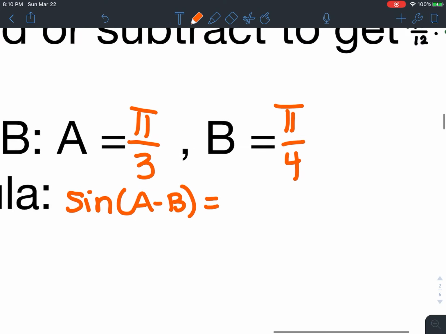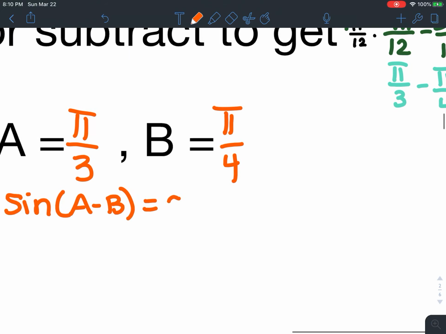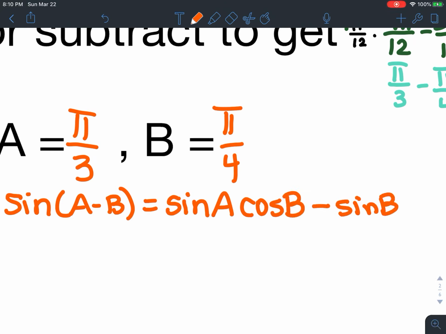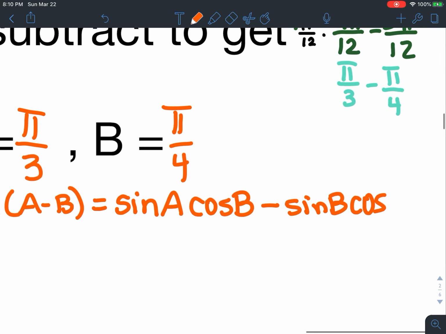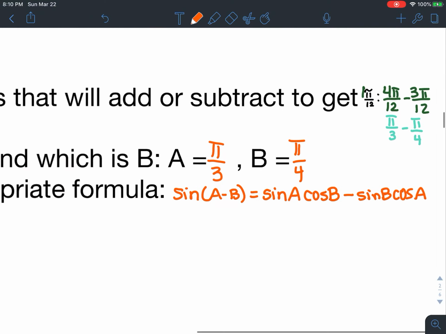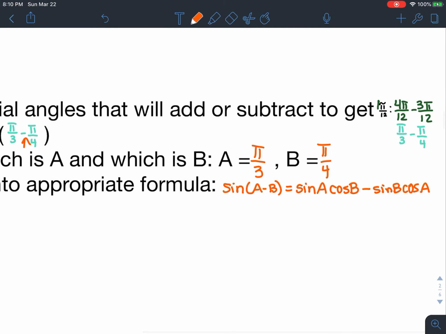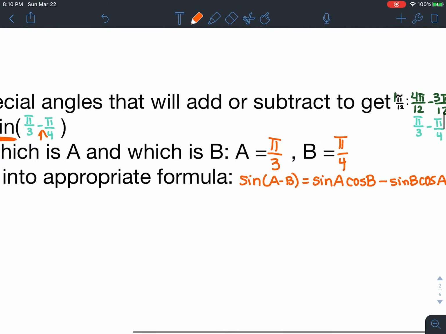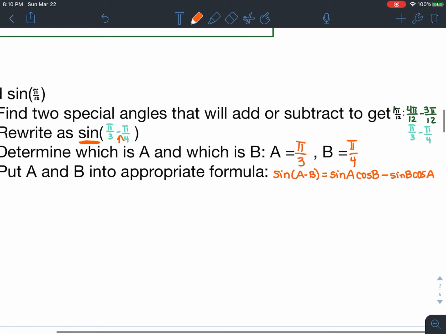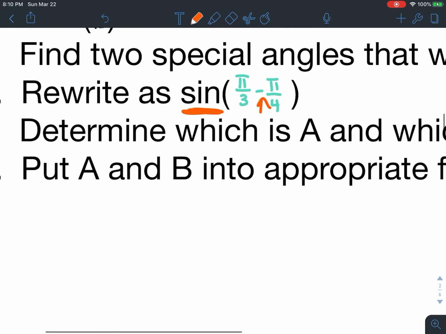sine of A minus B. And that, if you want to look back up at the top, equals sine of A cosine of B, keep the same sign, sine of B cosine of A. Okay, so now I can put in my radians. Come over here.